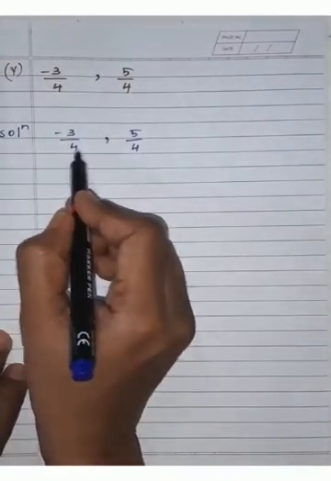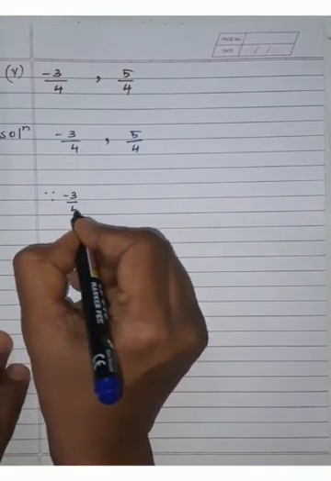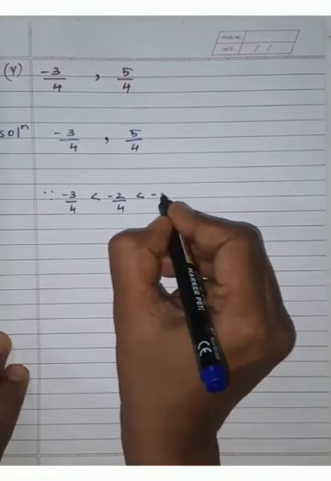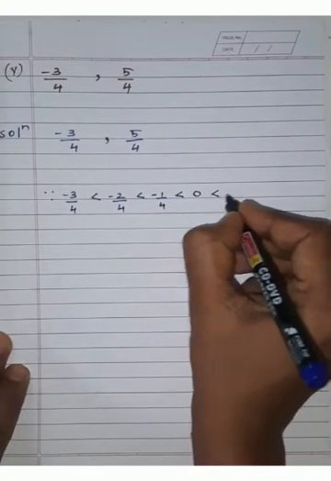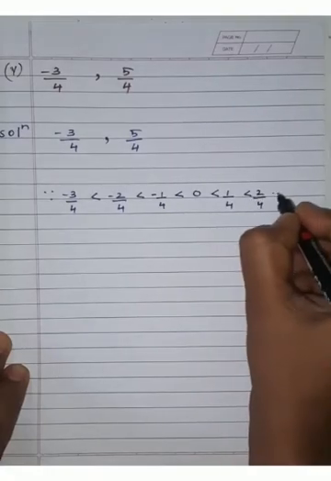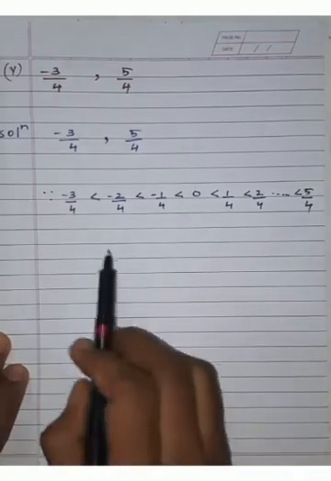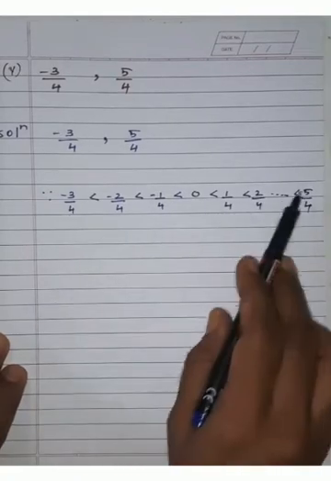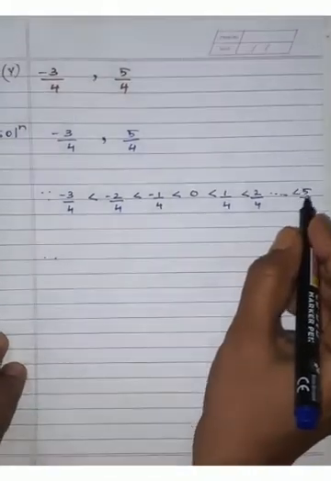Now see children, you know that since the denominators are same, directly we can start: this minus 3 upon 4 is less than minus 2 upon 4, and minus 2 upon 4 is less than minus 1 upon 4, and minus 1 upon 4 is less than 0, and this 0 is less than 1 upon 4, 1 upon 4 is less than 2 upon 4. Likewise, if you see, we get 5 upon 4. Okay, so that means children, we get these many numbers between minus 3 upon 4 and 5 upon 4. So therefore, we can write any three numbers between these two numbers.